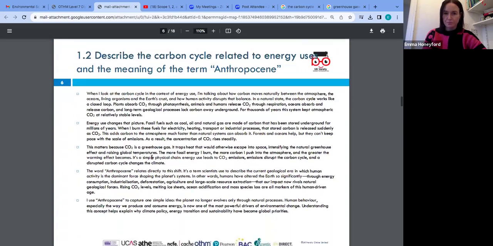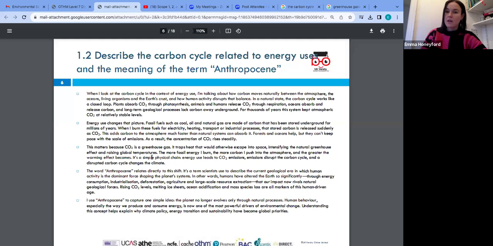Okay, so learning outcome 1.2. This is around describing the carbon cycle related to energy uses and the meaning of the term Anthropocene. So when we look at the carbon cycle in the context of energy use, we're talking about how carbon naturally moves between the atmosphere, the oceans, living organisms, and the Earth's crust, and how human activity disrupts that balance.